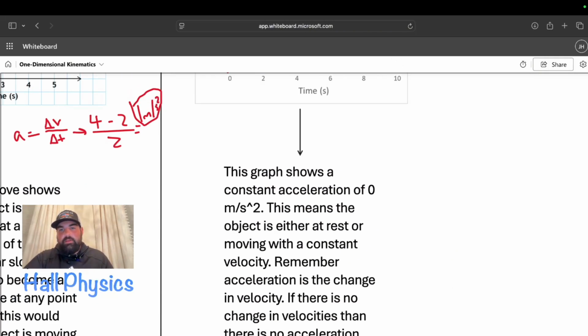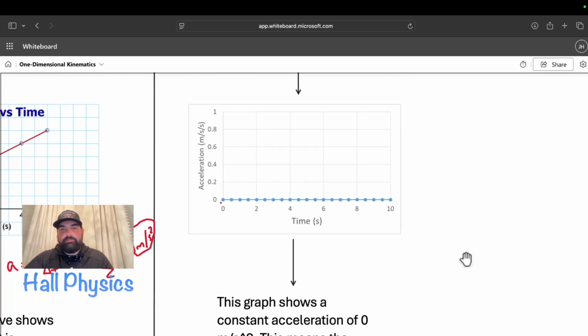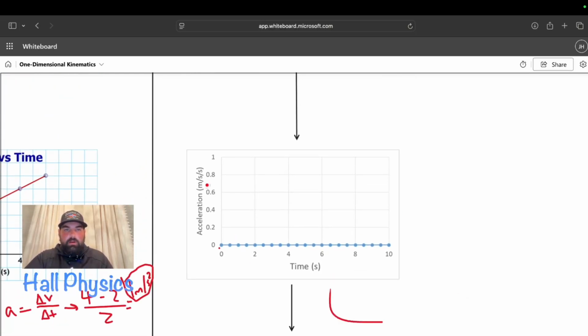If this line right here on the graph were up here at 0.6 rather than 0, this would mean we'd have constant acceleration, and our velocity versus time graph would have a line like this. We have constant acceleration, which means our velocity increases at a constant rate of 0.6 for every second. So that can help you work backwards to velocity versus time.